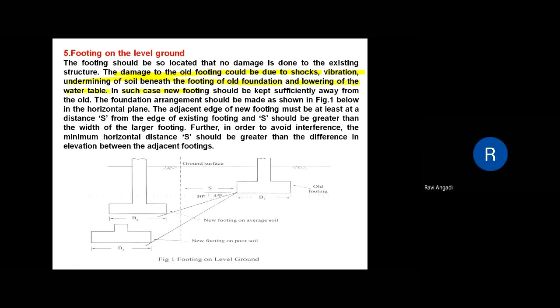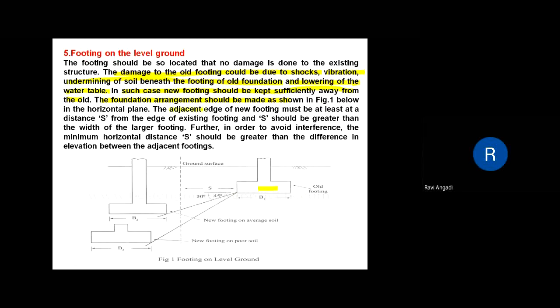In such a case, a new footing should be kept sufficiently away from the old one. If an existing structure is present and you want to do new construction, it is to be taken sufficiently away from the old one. The foundation arrangement should be made as shown in the figure. Here the old footing and the new footings are marked. Look here: this is figure 1. The foundation arrangement should be made below the horizontal plane.